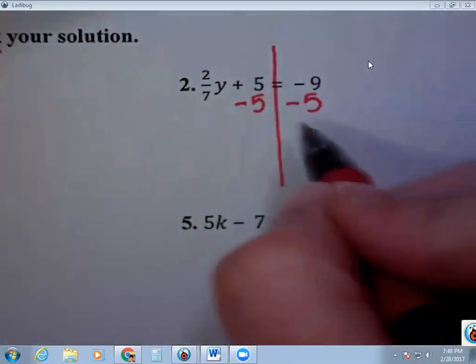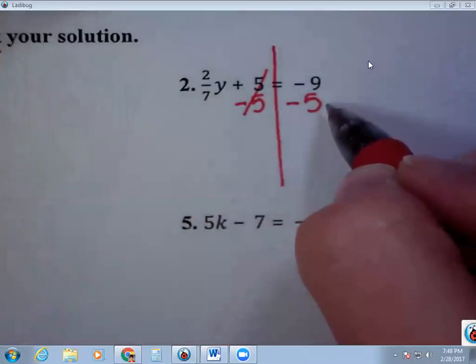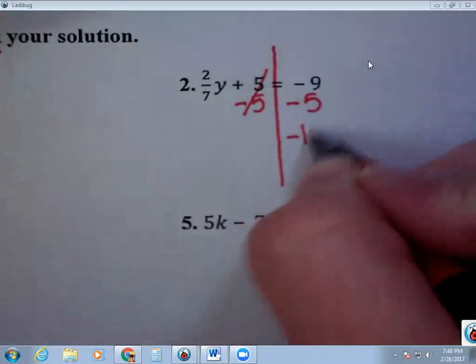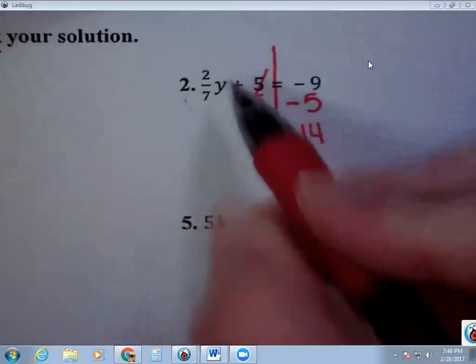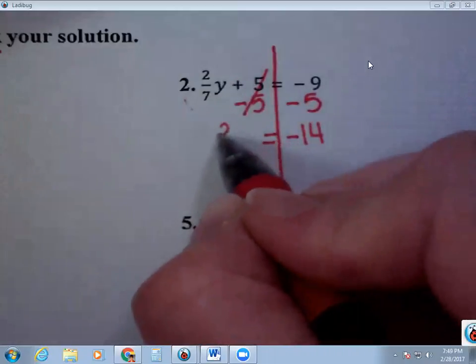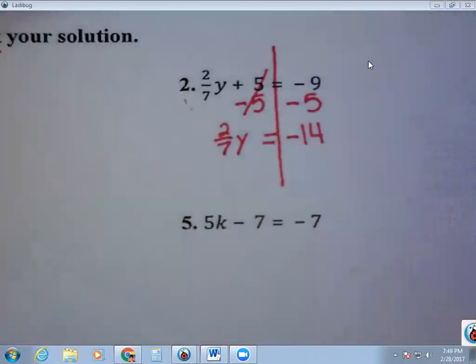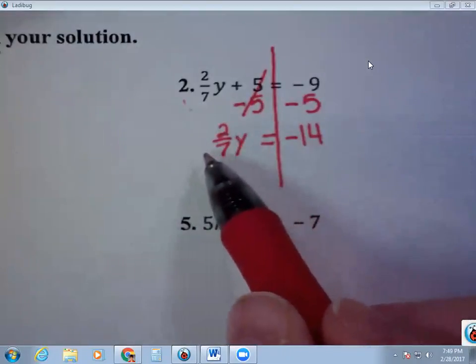So now that stuff's out of there. I have -9 and -5. That's same signs, add and keep. So it's going to be -14 equals, I'm just going to take this 2/7 y and recopy it down here, because I'm not done with it yet. This is my second part of the step, okay? So now I have 2/7 y equals -14.